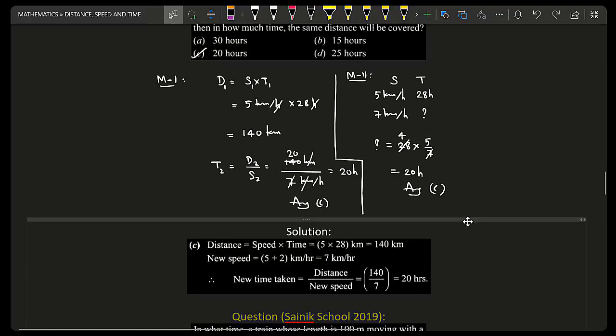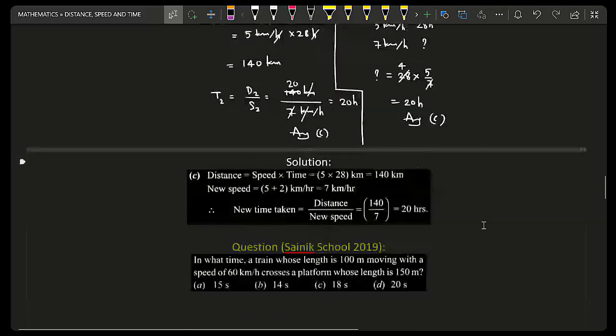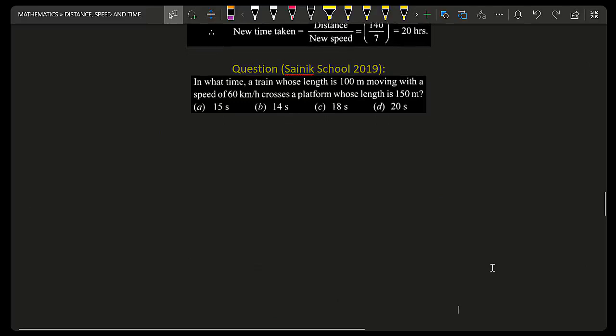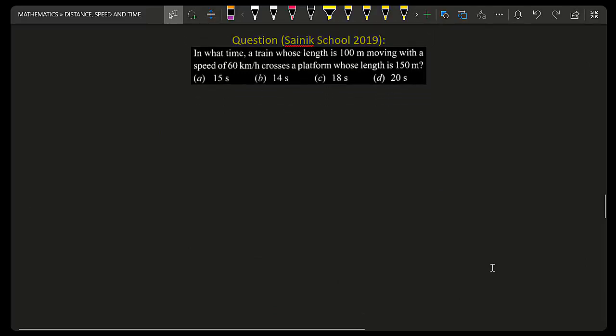In the textual solution, you have the first method, finding distance and finding the time later. The next question came in the 2019 exam. In what time does a train whose length is 100 meters, moving with a speed of 60 kilometers per hour, cross a platform whose length is 150 meters? Before I call any student, I'll explain a simple concept first, then you can answer this question.